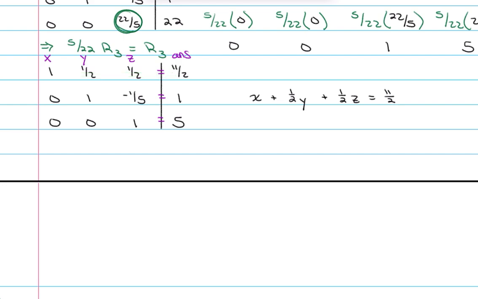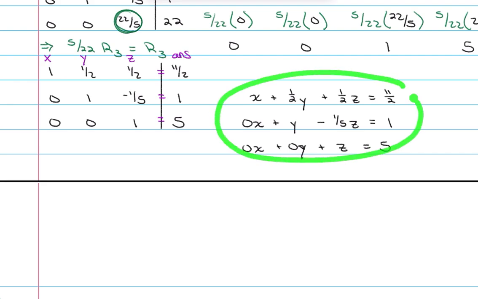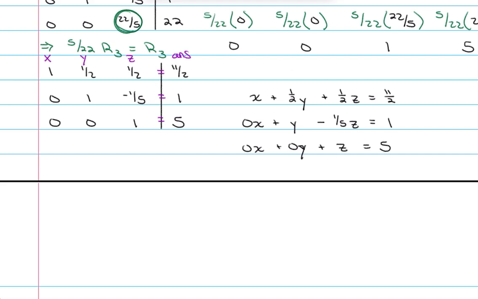For the second row, I'm going to have 0x plus 1y minus 1/5 z equals 1. That's my second row. My third row would end up being 0x plus 0y plus 1z equals 5. So this is my new system after all of my row operations. Okay?